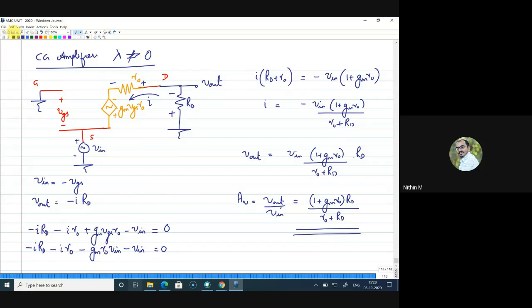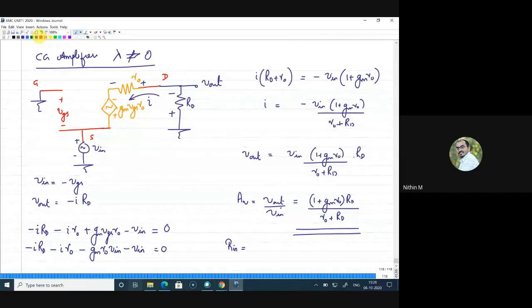But one more thing I just want to clarify or to write here is, can you tell me what is Rin in this case? The previous case we obtained Rin as 1 by Gm. Now what is Rin? Can anyone of you unmute and tell me what is Rin? Anyone? Sir, R not parallel RD, sir.